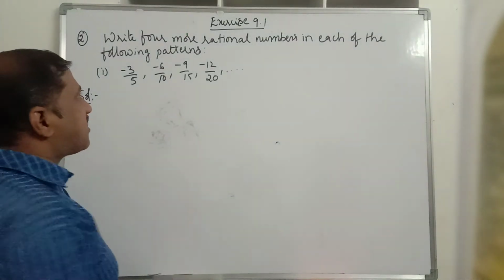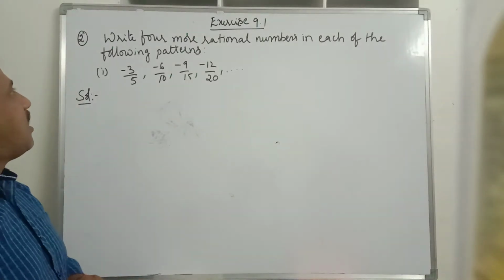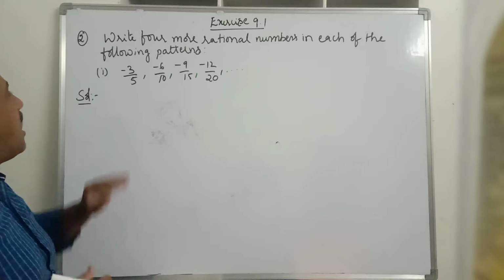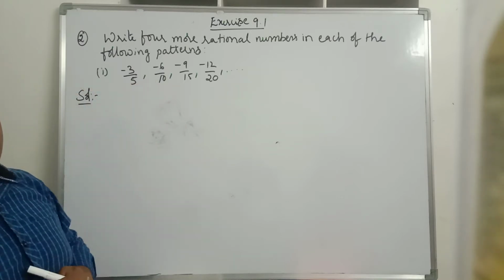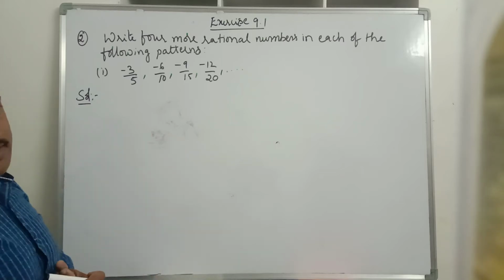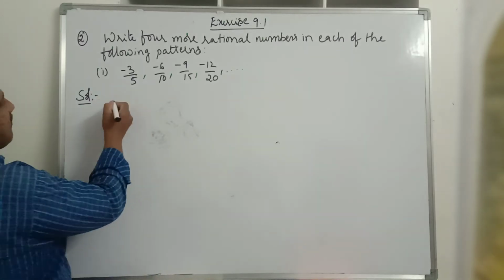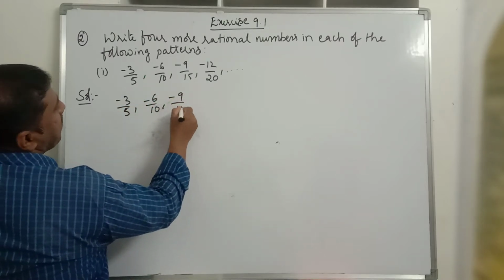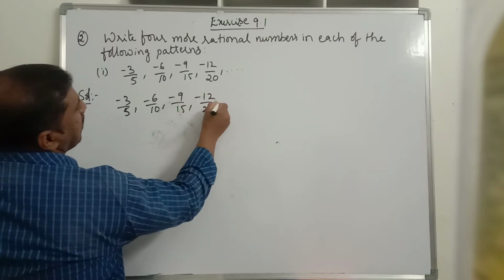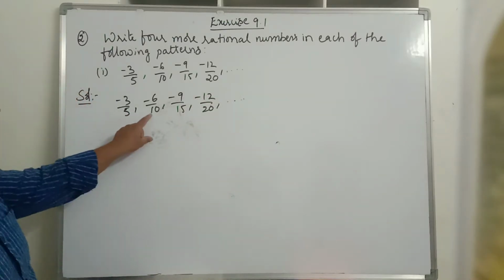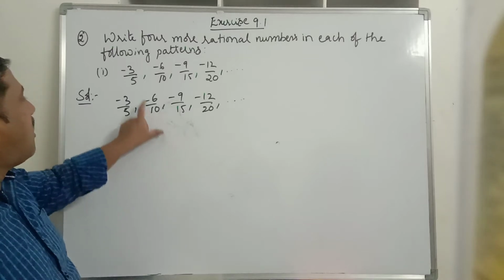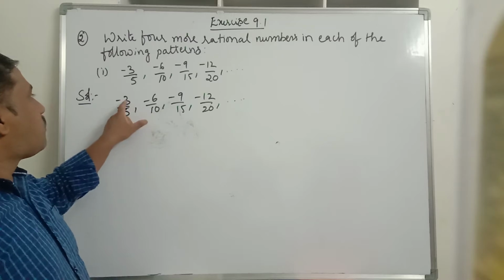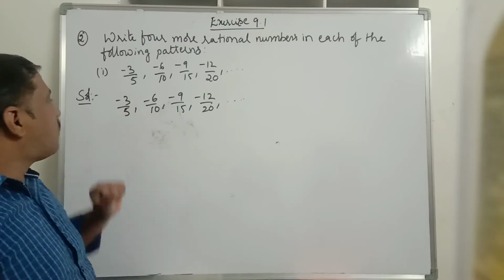Now we will discuss exercise 9.1, the second question. Write the next 4 rational numbers in each of the following patterns. Means you are given a pattern with rational numbers. So what is the pattern here? It is given minus 3 by 5, minus 6 by 10, minus 9 by 15 and minus 12 by 20 and so on. You see the second rational number, how we got minus 6 by 10: when minus 3 by 5 is multiplied with 2 both, 3 into 2 is 6, minus 6, 5 into 2 is 10.